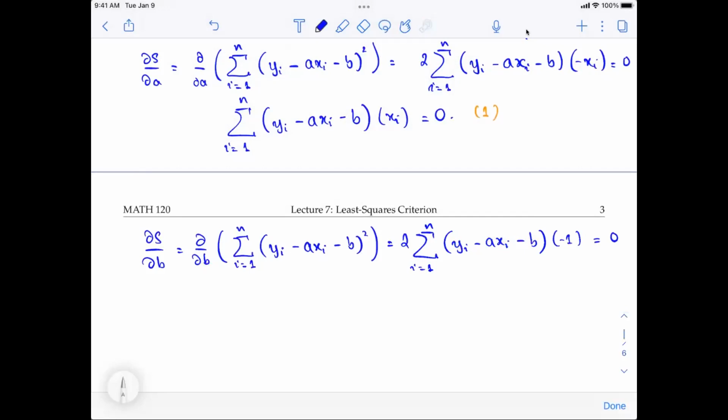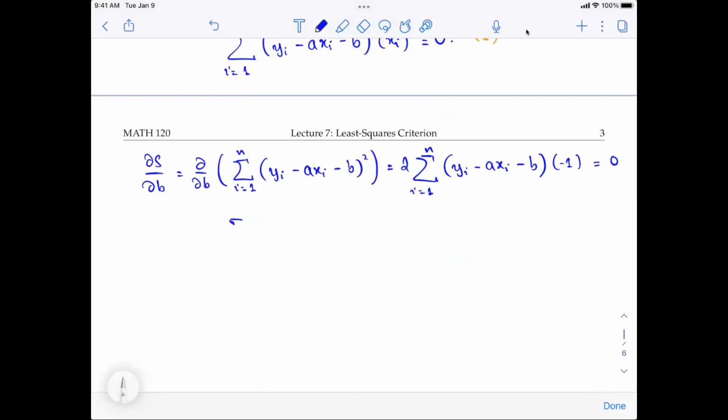And then what you do is you divide both sides by 2 and divide both sides by -1. So you're going to have the second equation here, the summation for i going from 1 to n of (y sub i minus a times x sub i minus b) equal to 0. So this is the second equation.